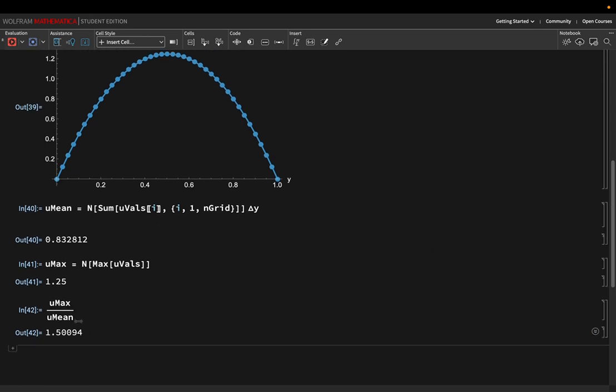As you take more and more grid points, this will become closer and closer to the 3 by 2 that we got from the analytical solution. This is something called grid independence that has to be done for all of your numerical simulations just to be sure that your solutions are consistent. By refining more and more, you should be able to approach closer and closer to the actual or the true solution.